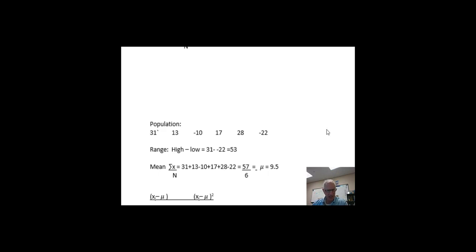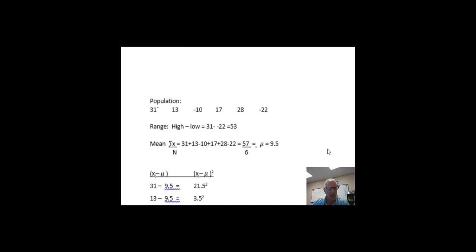And one of the easiest measures of variation is the range. For the range, we take the highest number and we subtract the lowest. For this particular grouping of observations, 31 minus negative 22, which gives us a range of 53.